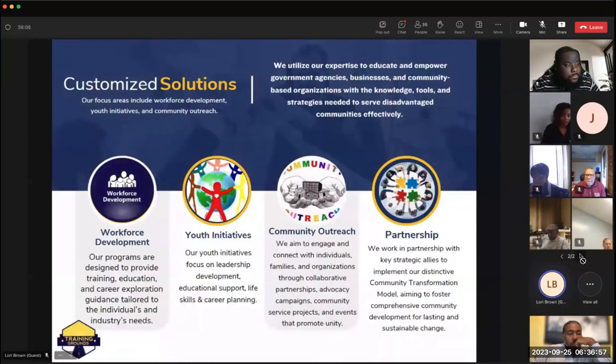Tom has shared an assortment of strategic partners that we work with, and you'll learn a little bit more about how some of those relationships are instituted into our work on a ground level. But essentially, we work in partnerships with strategic allies to implement our distinctive community transformation model, which aims to foster comprehensive community development for lasting and sustainable change.